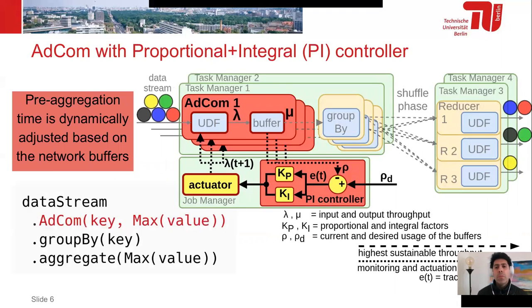We implemented ADCOM inside Apache Flink, a state-of-the-art stream processing engine nowadays. And basically, we consume back pressure signals from the ADCOM subtasks. We decide, based on the controller and on the proportional integral factor, the next parameter to pre-aggregate tuples at ADCOM, and the actuator replaces this value on each UDF that is being executed at ADCOM.